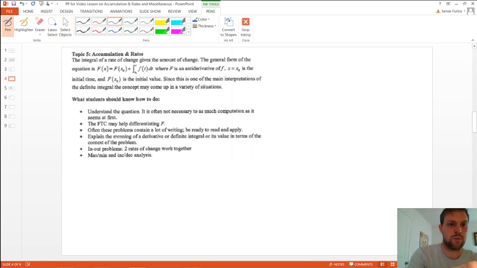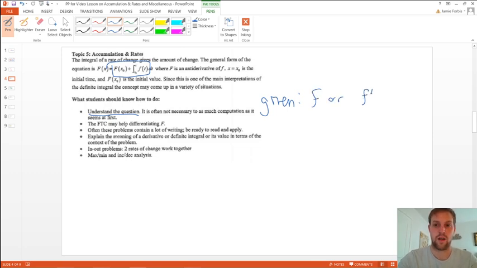Remember that with your accumulation, it's going to be some initial value plus some accumulation. Usually, the more complicated ones you see are going to be a rate in minus rate out. Make sure you understand the question. Figure out what you're given. Sometimes you're going to be given the actual accumulation function, or you'll be given f prime, the rate, like we were in the last problem. Know how to deal with those.